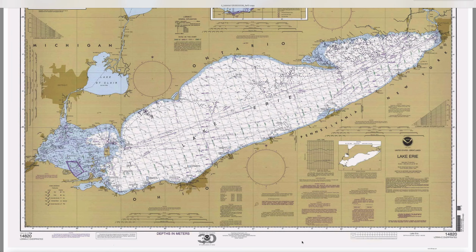How you doing? Okay, this video is going to be based around another video based around mapping and charts. This here in front of us is a nautical chart. It's Lake Erie from the United States NOAA. Obviously Lake Erie is one of the Great Lakes.